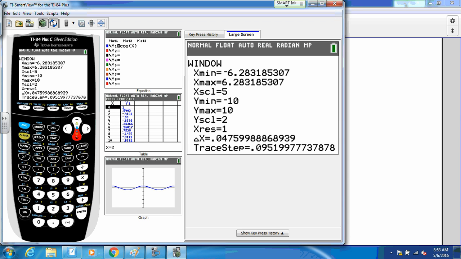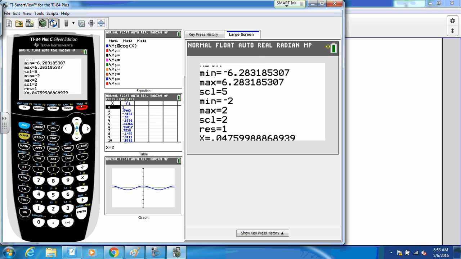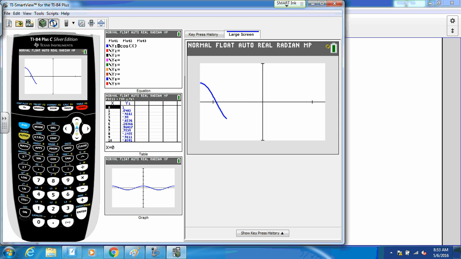And now, because cosine has an amplitude of 1, I'm going to make my y window size negative 2 to 2. And we will graph that guy and see what we see. Very familiar graph, right? Okay. Now what we'd like to do is identify the slope at various points here.